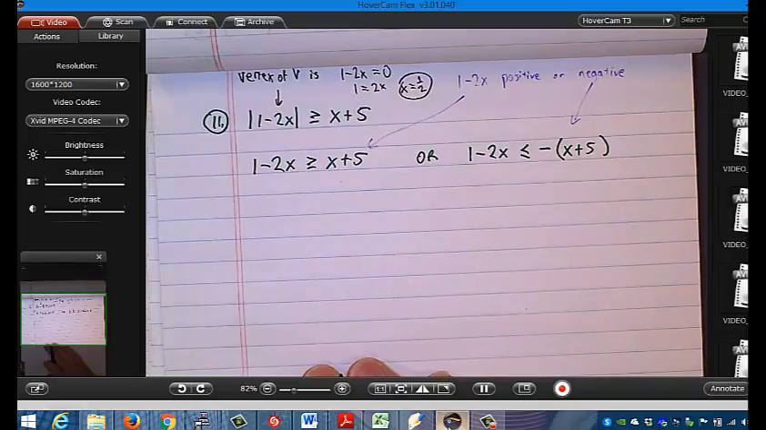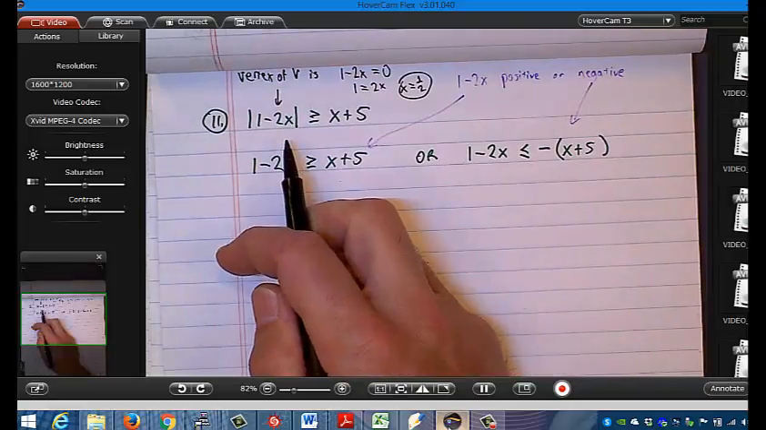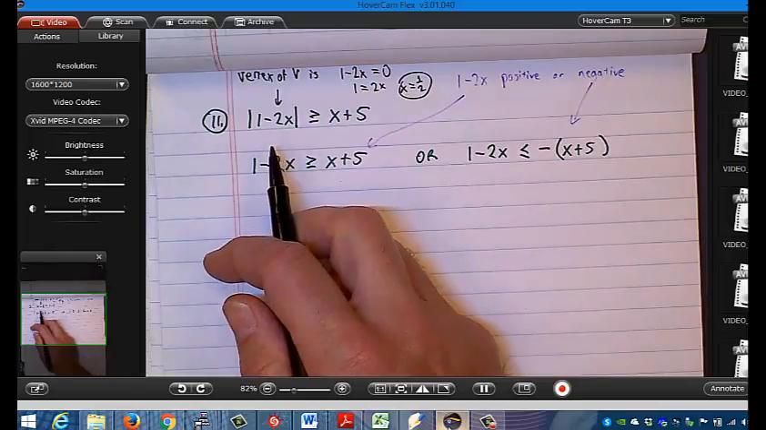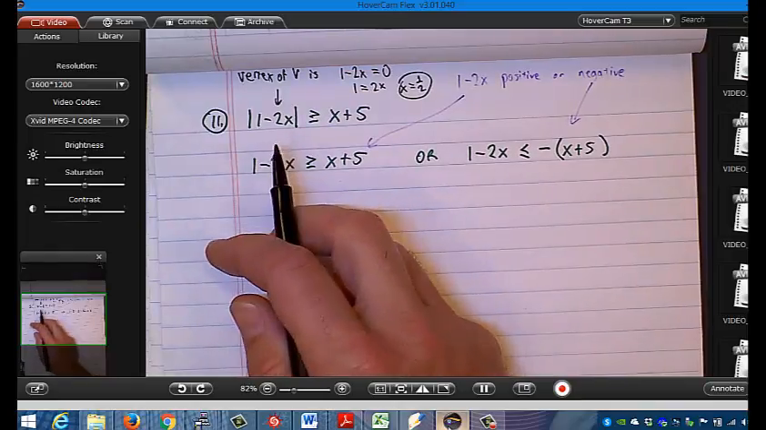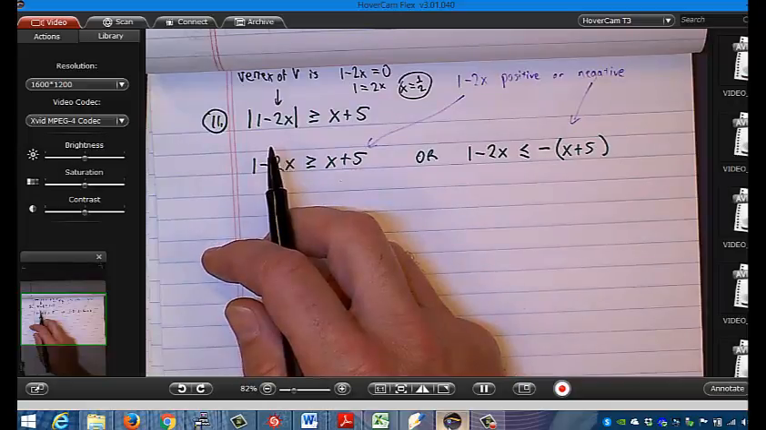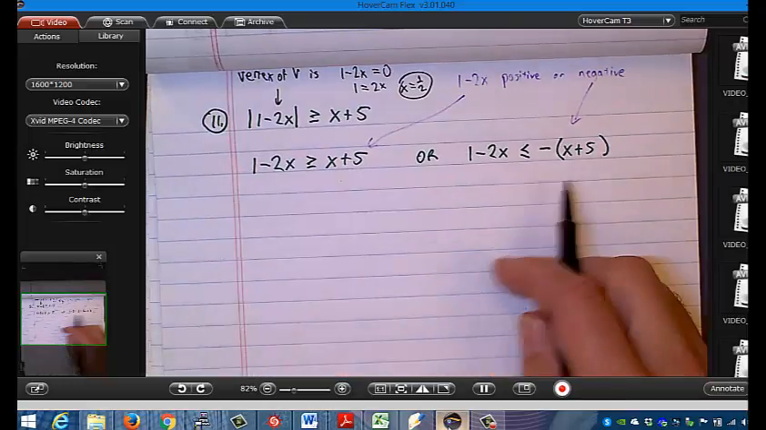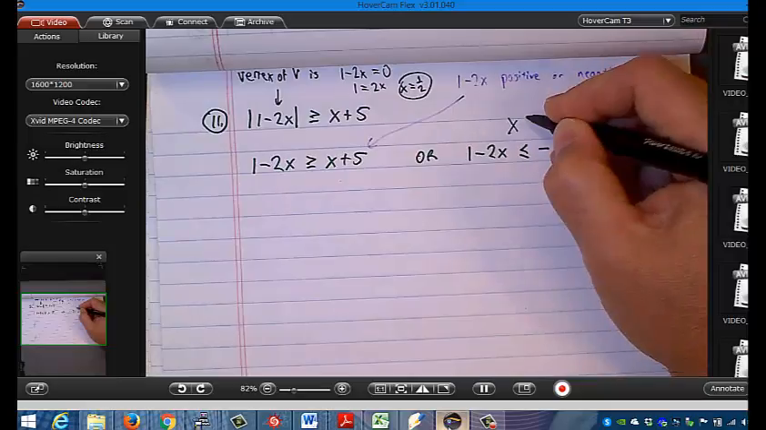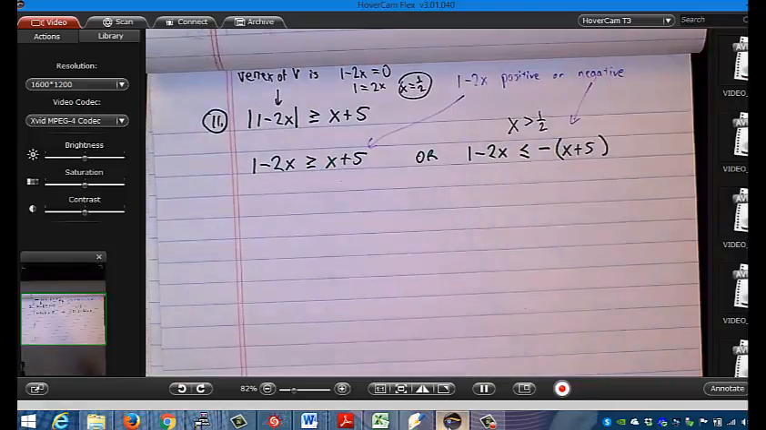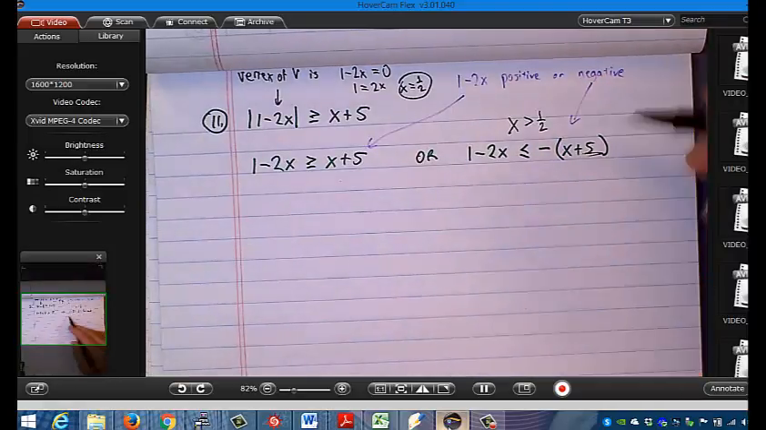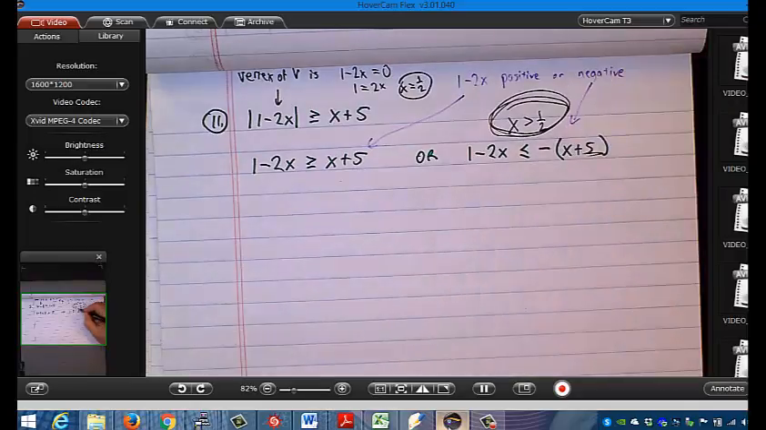Give me a number bigger than a half. 1. If I plug in a 1, do I have a positive number or a negative number in the absolute value? Negative. That's this situation. If x is bigger than a half, like if you plug in a 1, I'm in this situation. So I'm just going to make a little note of that. x bigger than a half.